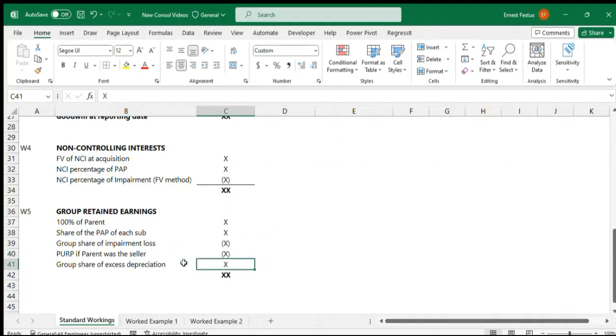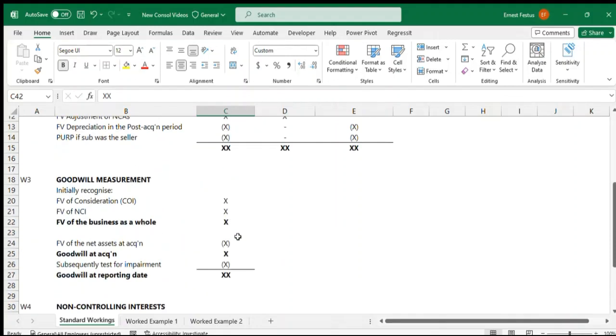Then we have the group share of any excess depreciation, and that is mostly associated with associates and other items. We add it back because excess depreciation has reduced our profit more than necessary. So we will have our total group retained earnings.